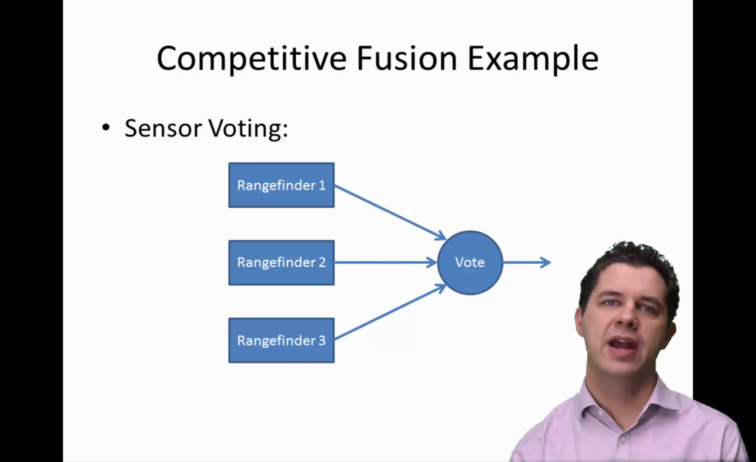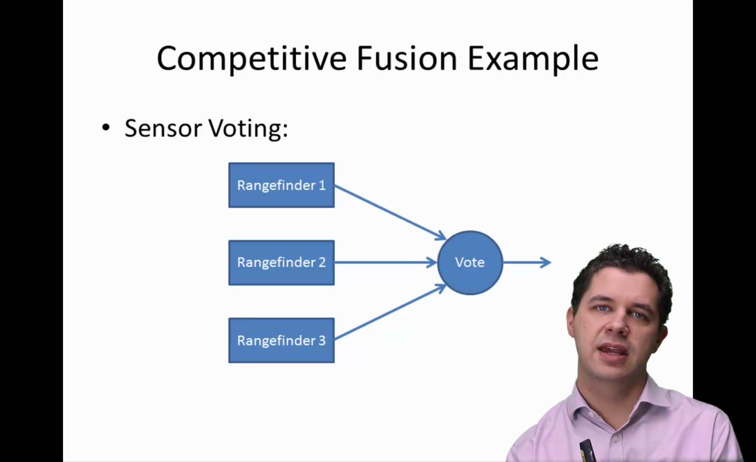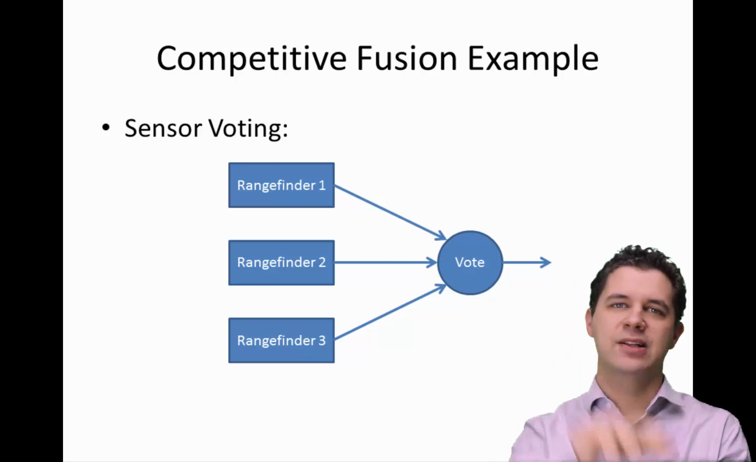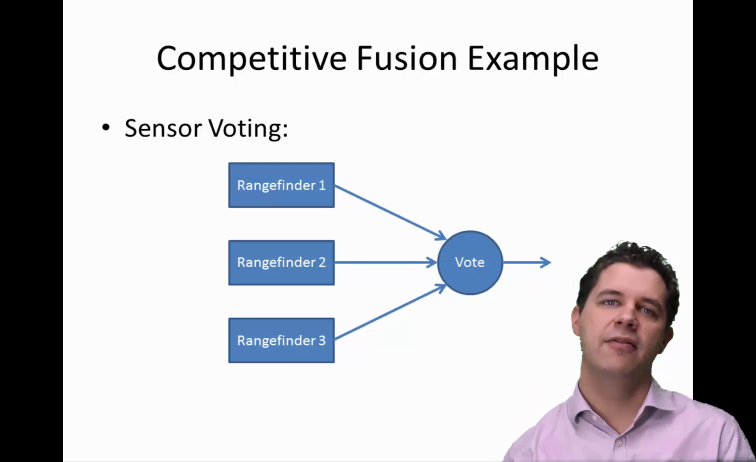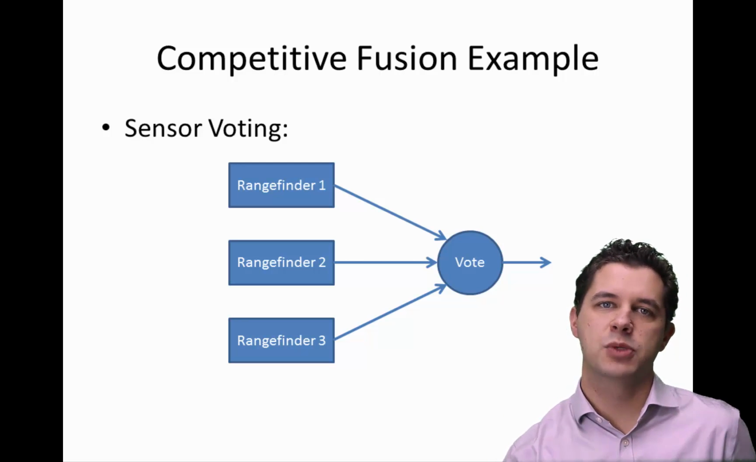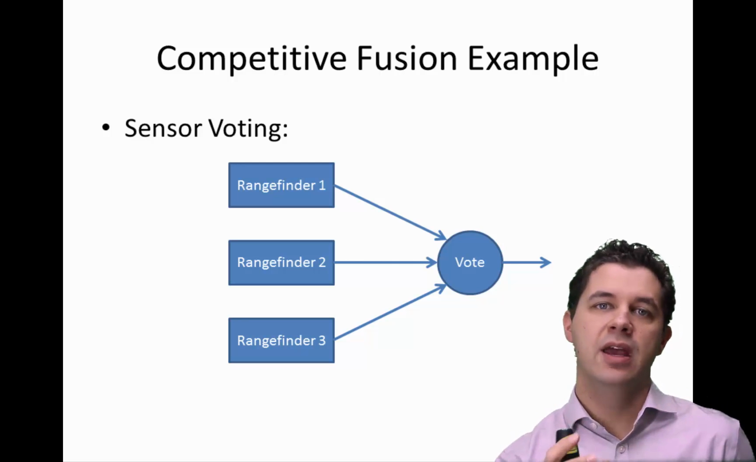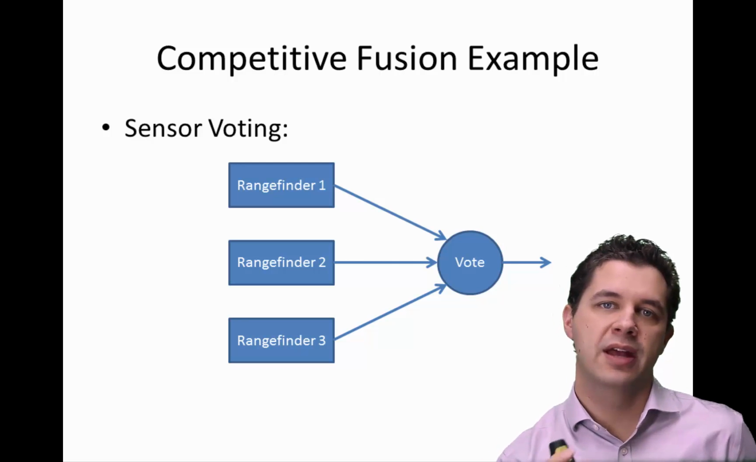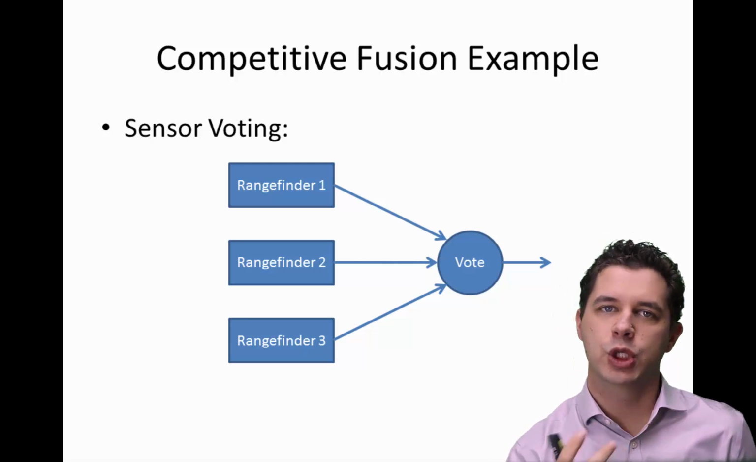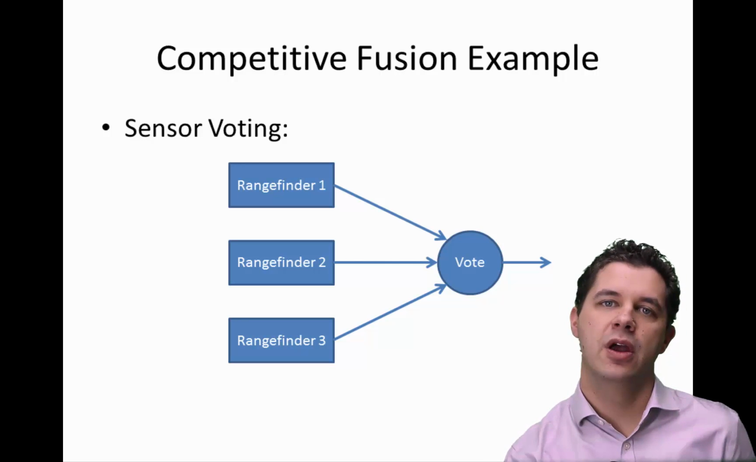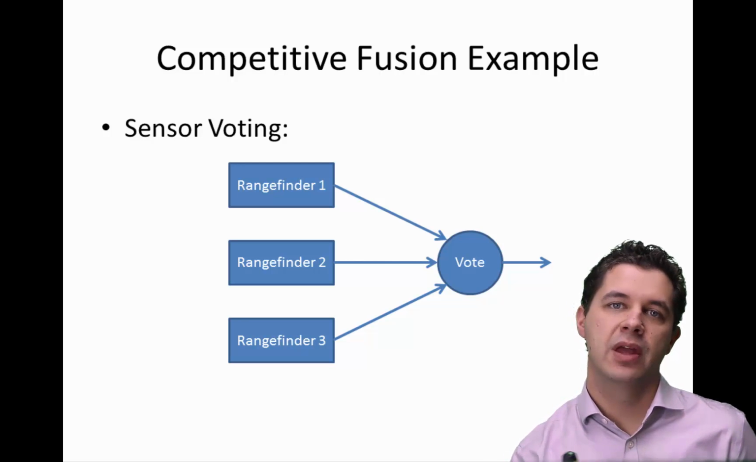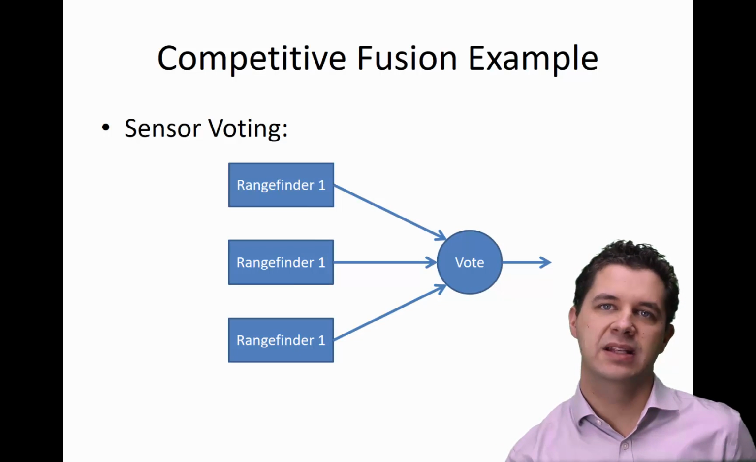So here we have three different rangefinders, and they're essentially voting on the range that they're seeing. We might have three rangefinders stacked on top of each other, telling us how far away an object is. We could have some sort of voting mechanism, which is very commonly used within redundancy, and we take the most common value or the most repeated value, or an average of them, as our expected output.